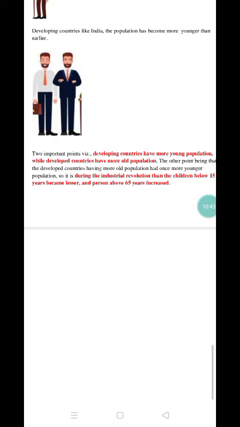The other point is that the developed countries, which now have more old population, once had a younger population in their country. Their population became more stabilized, more into the older generation, only because of the industrial revolution time. During that industrial revolution, the age group of less than 15 years became smaller, and people more than 65 years of age increased. This happened only because of the industrial revolution phenomenon.